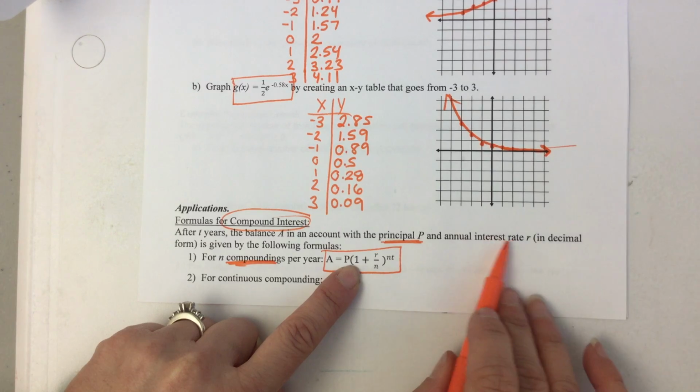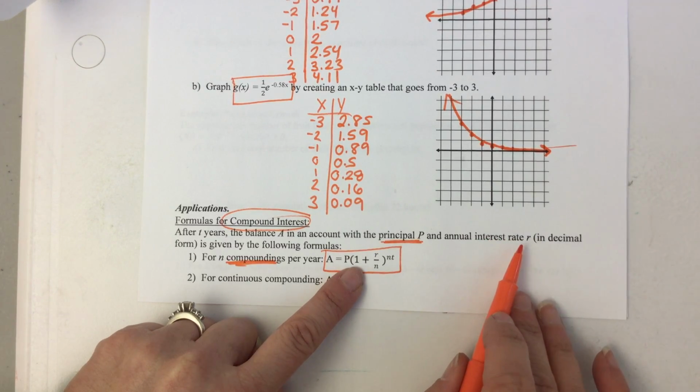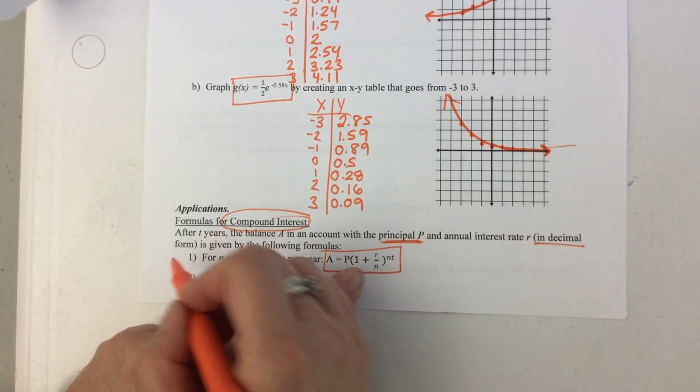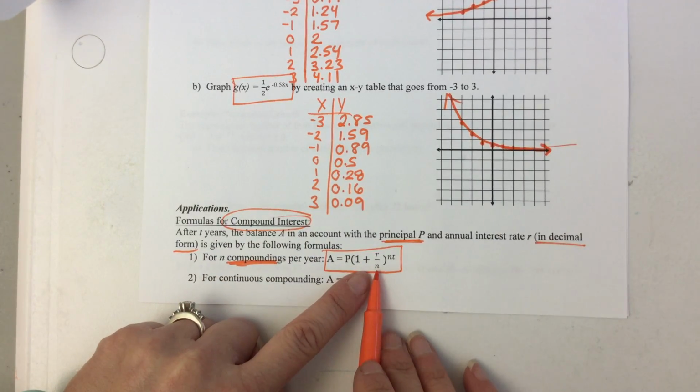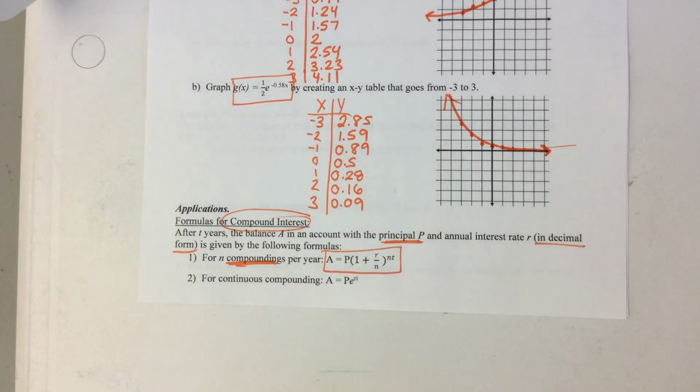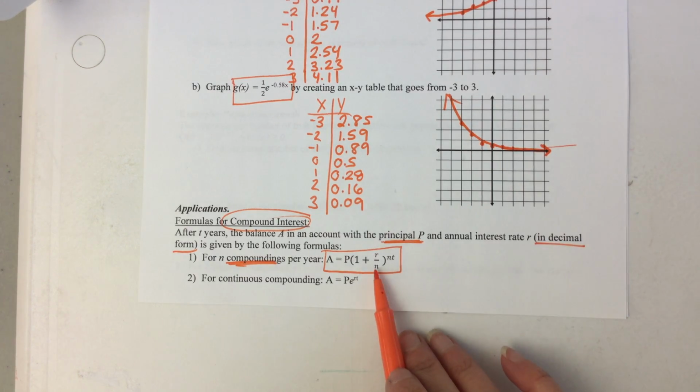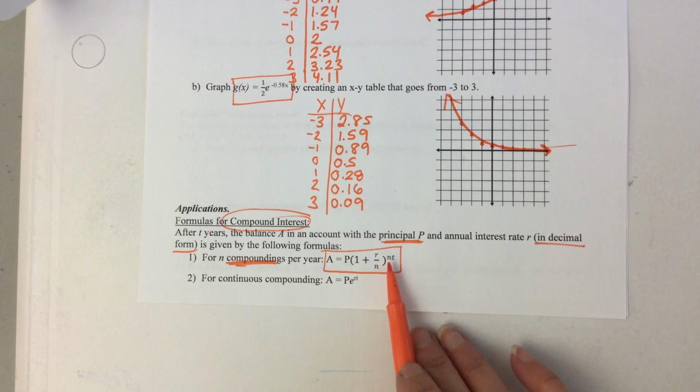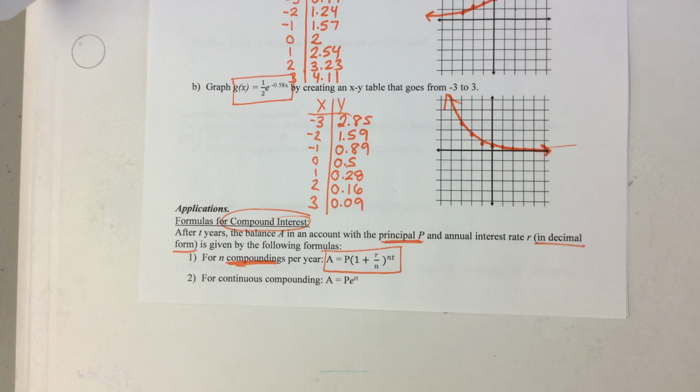Plus R. R is your interest rate. That will be given to you as a percentage, so you will need to change it into decimal form. N is the number of times that the account is compounded per year. So if it's annually, N is a 1. If it's quarterly, N is a 4. T is the time in years.